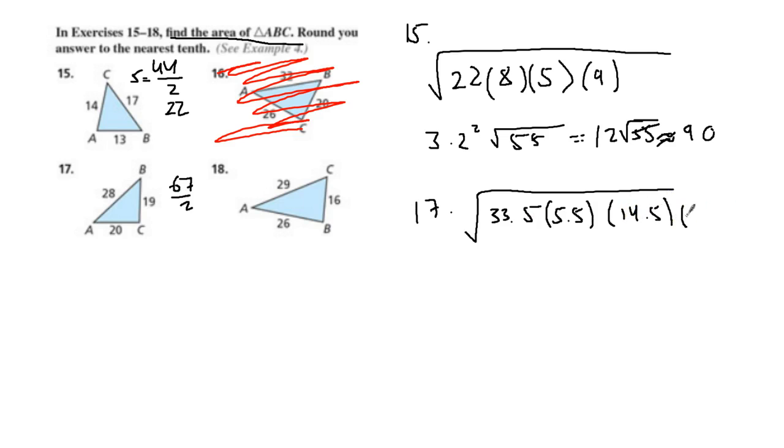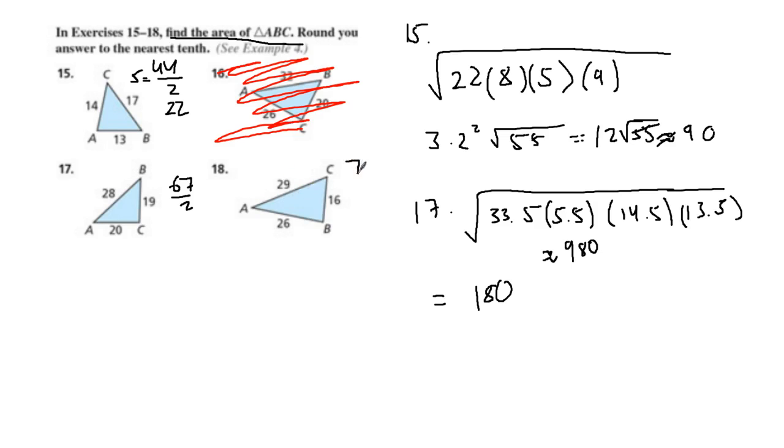14.5 and 13.5. So in total we have this times this, which is about 196, multiplied by this, so around 980, and then multiplied by this, which will give you around 32,400. So the area is roughly 180 centimeters squared. Okay. So what about this?